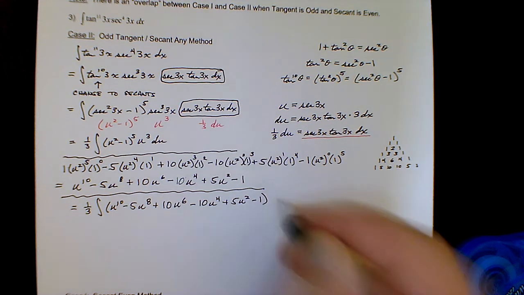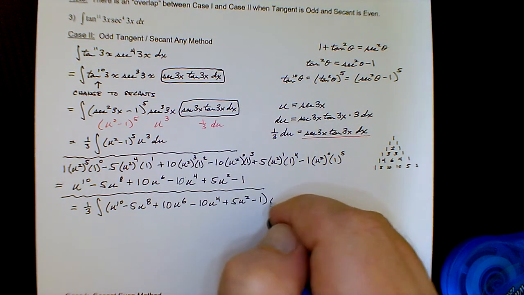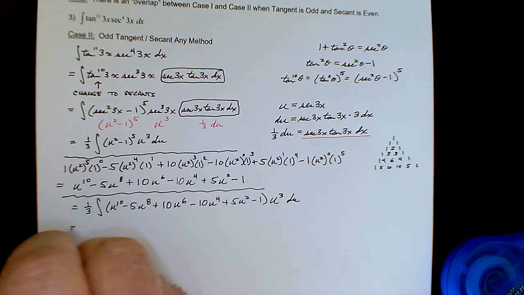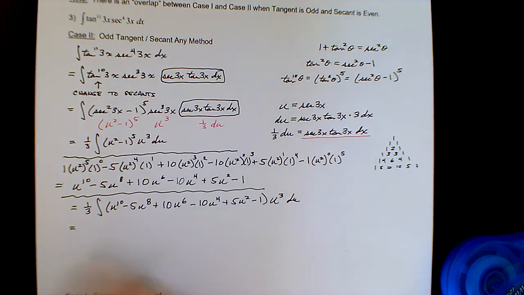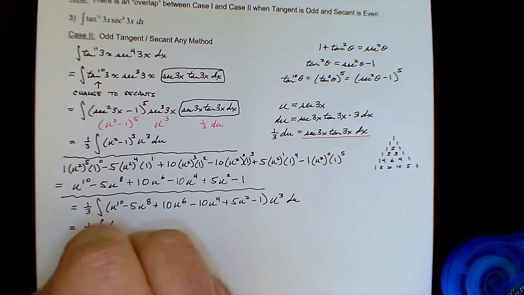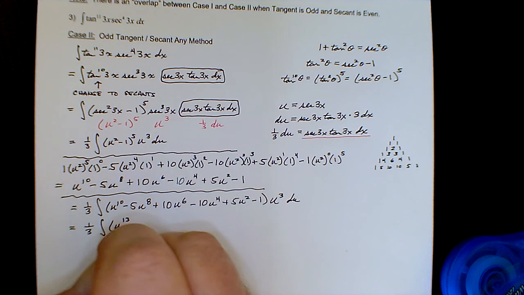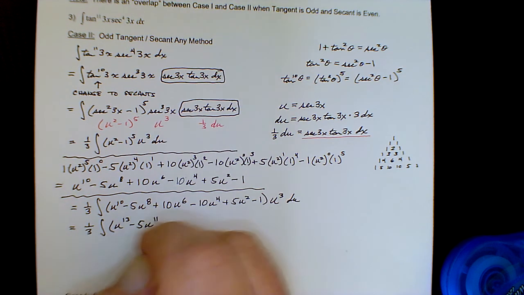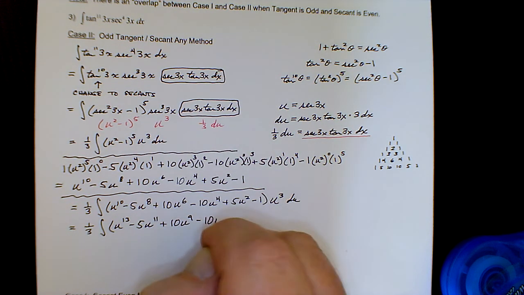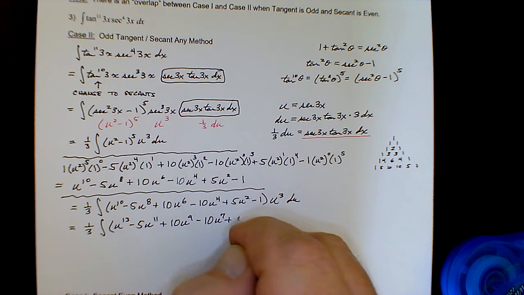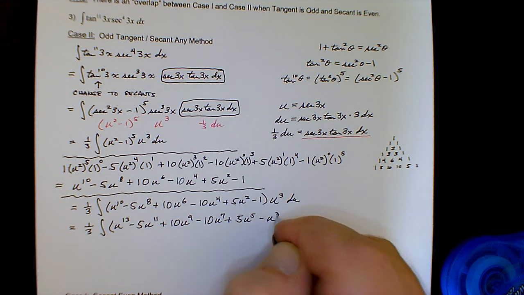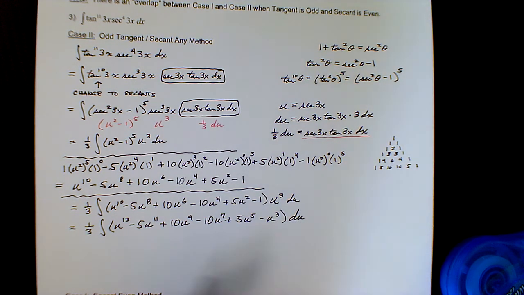And before we integrate, we have to distribute this u cubed. So 1/3 integral u to the 13th minus 5 u to the 11th plus 10 u to the 9th minus 10 u to the 7th plus 5 u to the 5th minus u cubed, all with respect to u. Now we have a sum or difference in terms of the form u to the n, and so now we can integrate term by term.